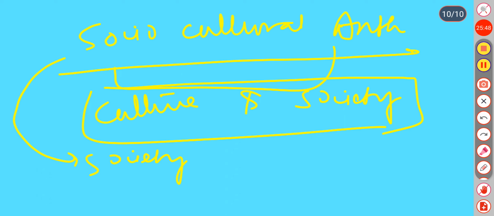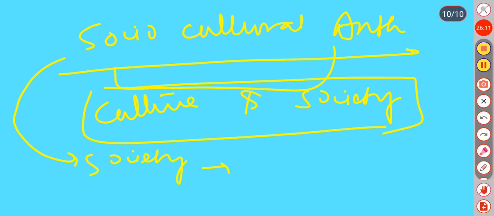This is what society means: an organized group of people living together is called society. And cultural comes from culture, the way of life of a group, right? So this is culture.